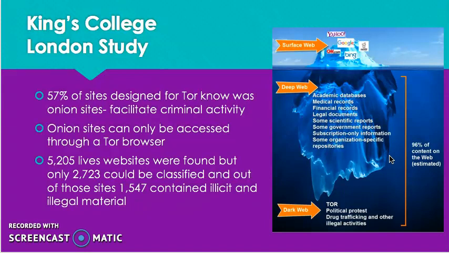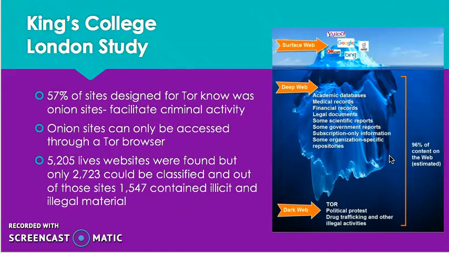King's College London had a study that said that 57% of the sites designed for Tor, known as onion sites, which can only be accessed through a Tor browser, 57% of them facilitate criminal activity, including drugs, illicit finance, and extreme pornography that also had to do with child pornography, gun trading, and murder. These sites are the ones that are called the dark web or the deep web.